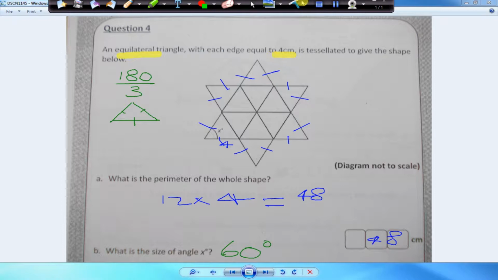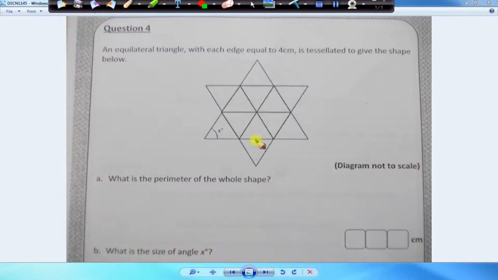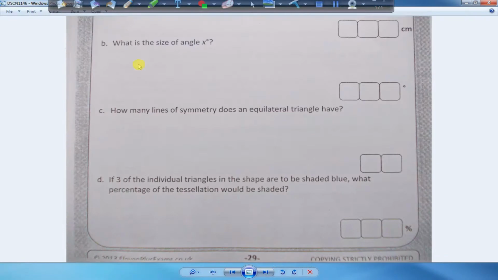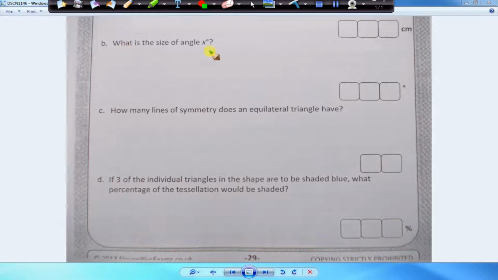Right, let's move on to the next one. The next part of the question. Okay, so what is the size of angle X? So we've done that. I'm just copying it down here now. How many lines of symmetry does an equilateral triangle have? If you have an equilateral triangle, it has 3 equal lengths, so the lines of symmetry will be 3 as well. Yeah? So just 3 here.